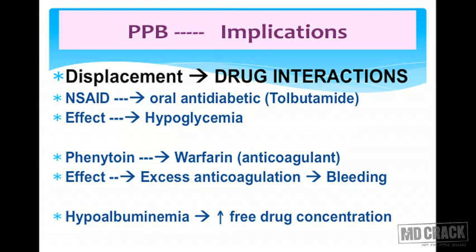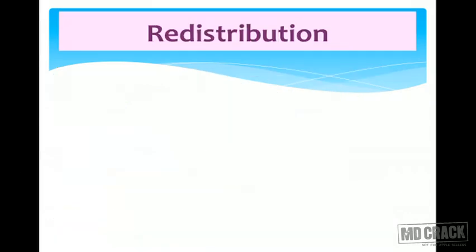So also, if the patient suffers from hypoalbuminemia, then there can be more concentration of the free drug because there is no albumin available for the plasma protein binding. This matters for those drugs which are more toxic like phenytoin and digitoxin. In general, the plasma protein binding is more important for those drugs which bind to albumin.